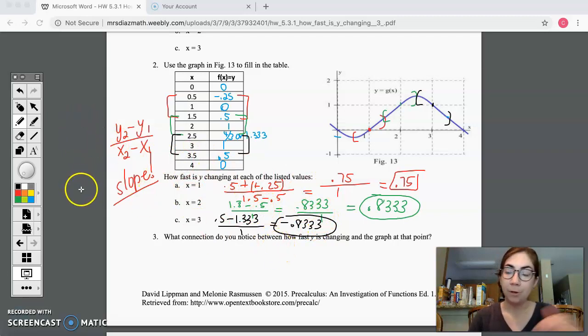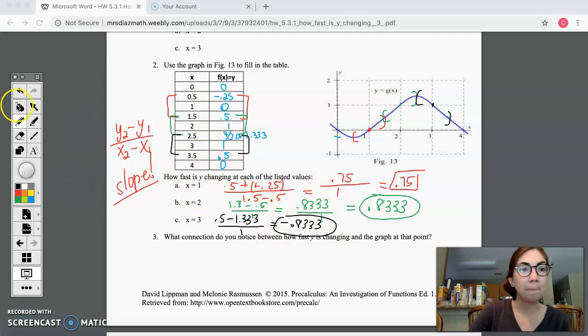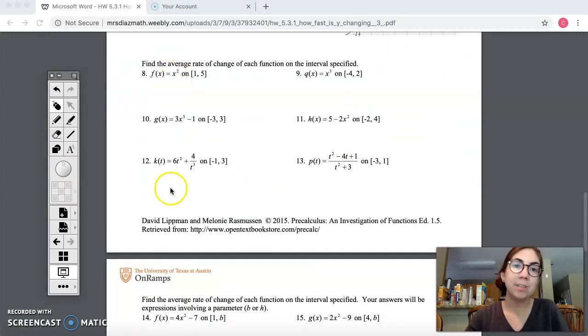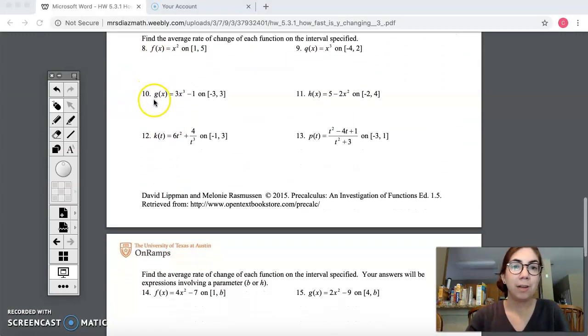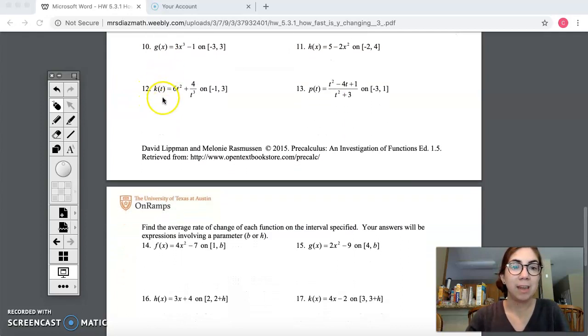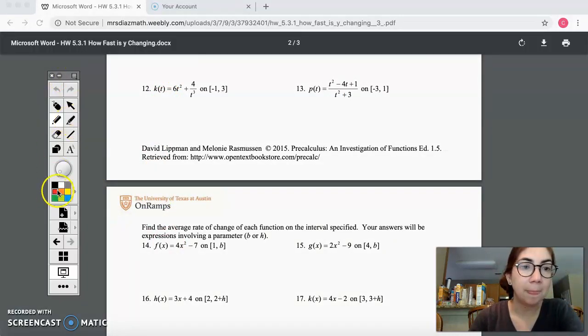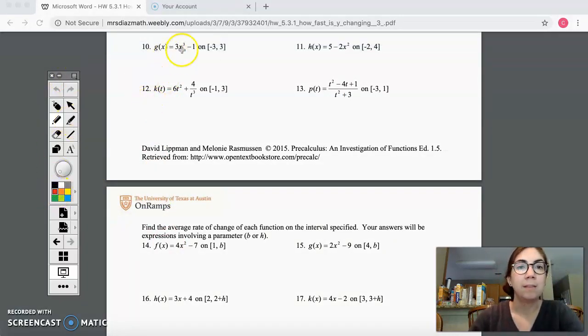I'm going to go ahead and scroll down to the bottom. Let's take a look at some of these questions here. I'll try number 10 and 12 and then jump to one at the bottom here. All right, let me grab my color. Oh, there it is. Okay, so number 10, you gotta remember, these are x coordinates.